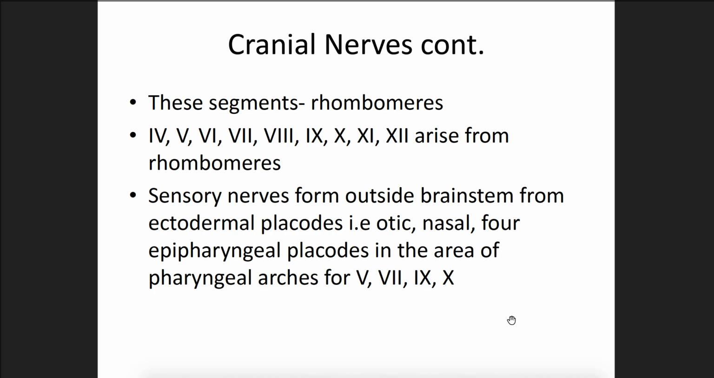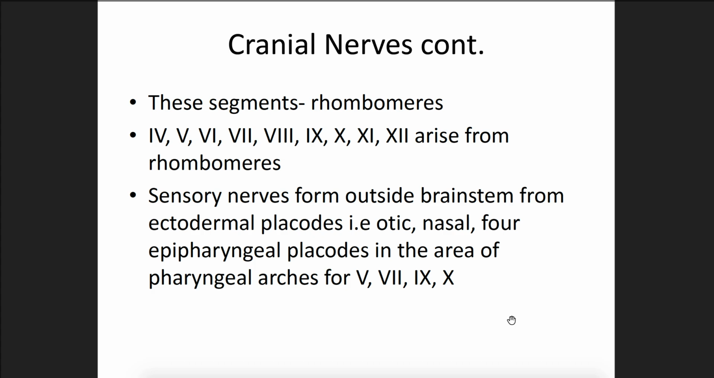The sensory nerves, those cranial nerves which are sensory, arise from outside the brainstem, or from ectodermal placodes, which can be in the developing eye, in the developing nose, in the developing ear. In addition to that, you have placodes in the area of the developing pharyngeal arches for the nerves of the pharyngeal arches, which are 5, 7, 9, and 10. So cranial nerves develop from week 4.